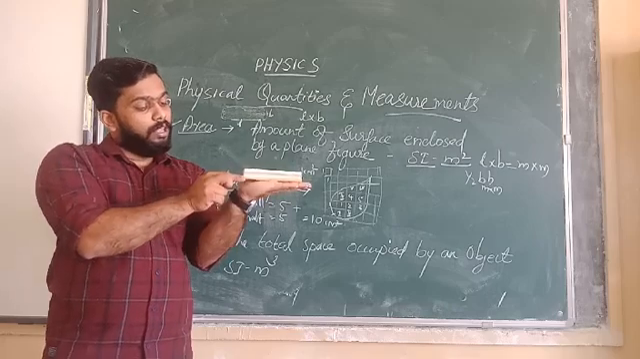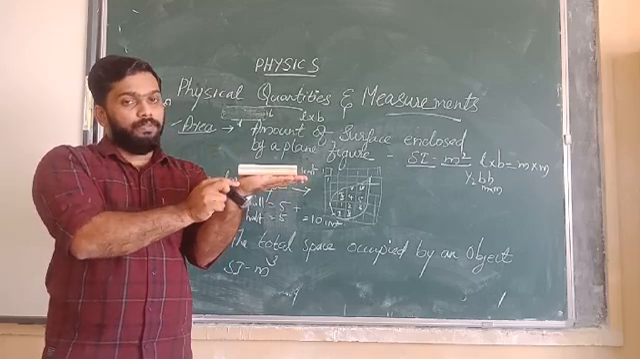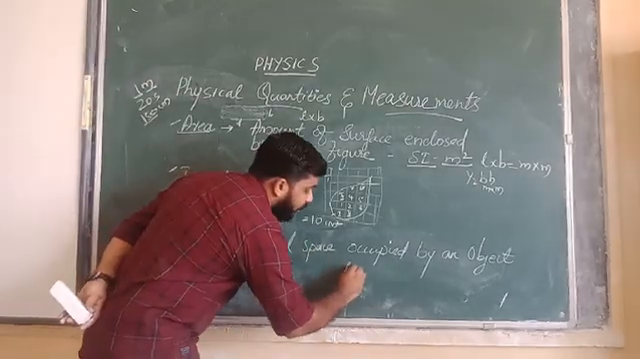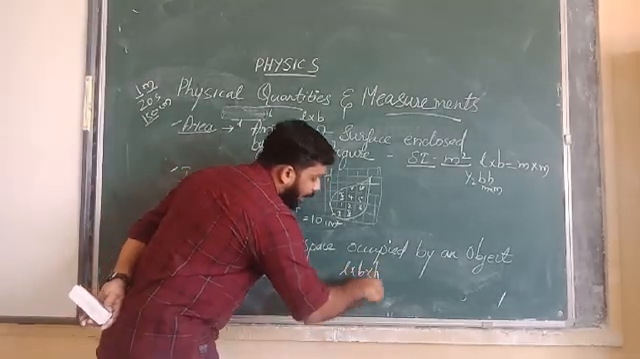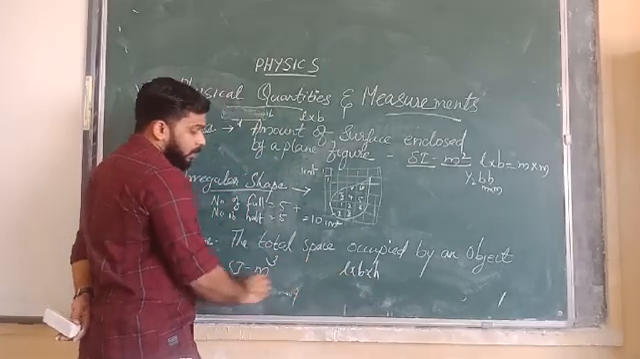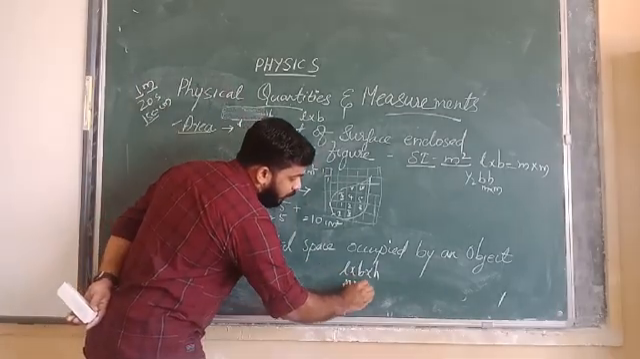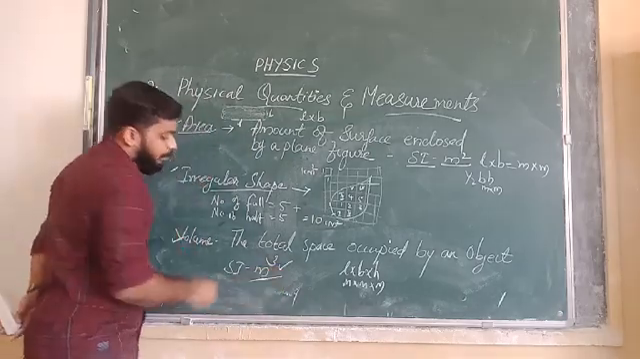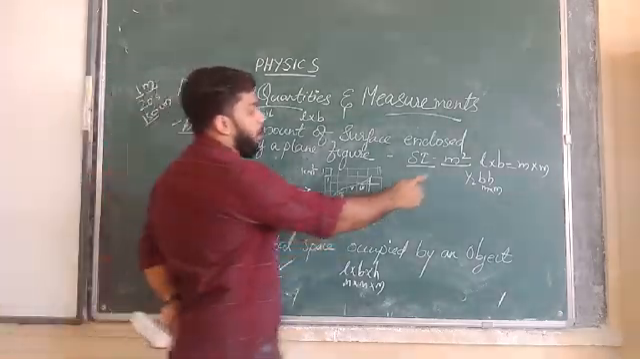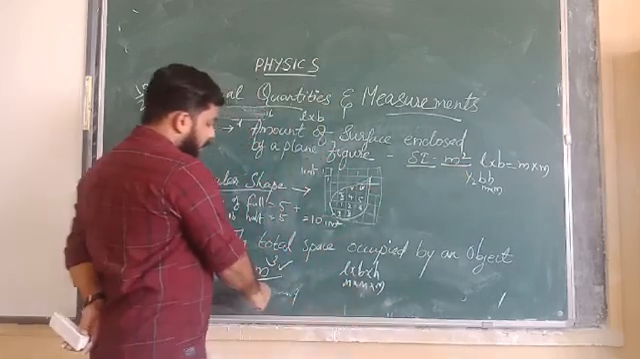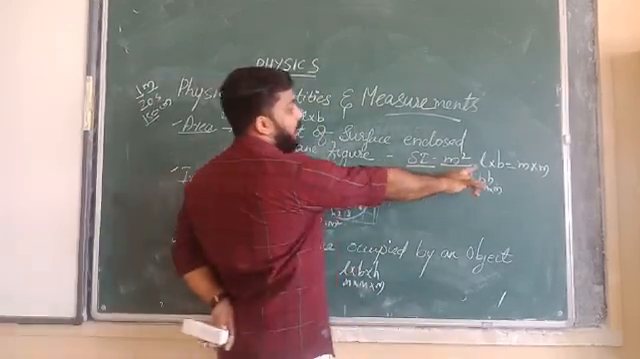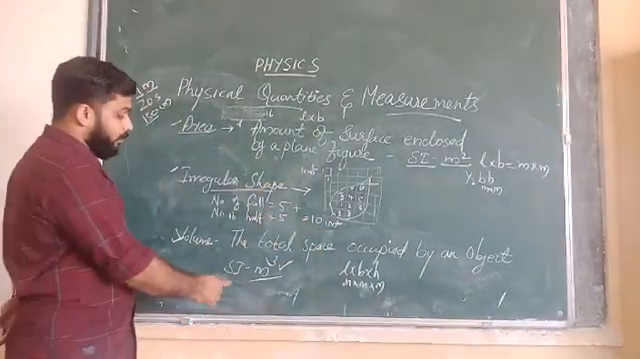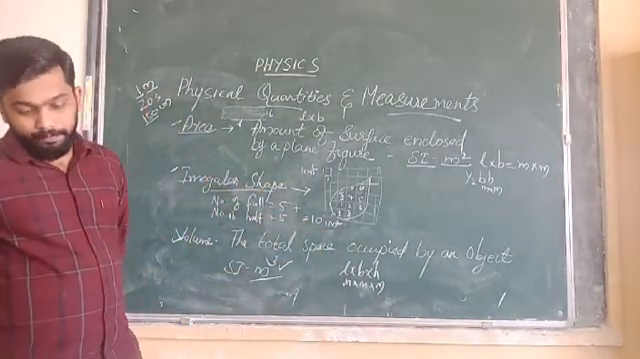So length, breadth plus height we are considering. So how are you going to calculate the volume? Length into breadth into height. So what will be the answer? Meter into meter into meter, the SI unit will be meter cube. For area it was meter square. Here we are considering only length and breadth, and here we are considering length, breadth and height. So the answer will be meter cube.